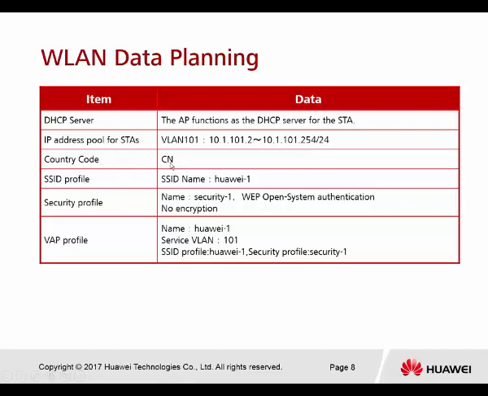The country code, CN. The SSID: what is the name of the SSID? Right now it's using Huawei-1. Security profile, the name is security-1, WEP open system authentication, and no encryption, so it's free to connect. VAP name is Huawei-1, service VLAN is 101, SSID profile will be Huawei-1, and security profile I will use security-1.